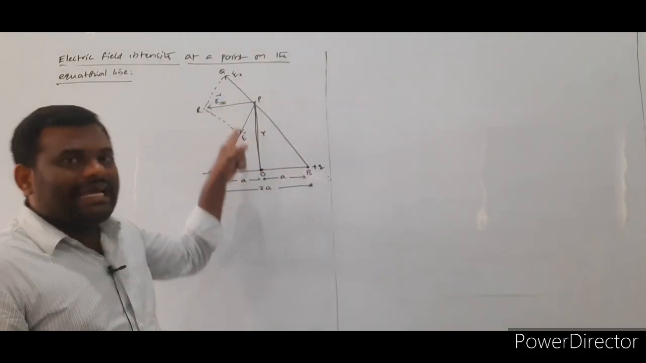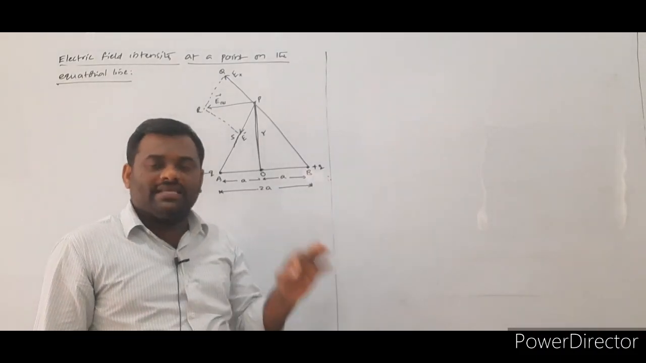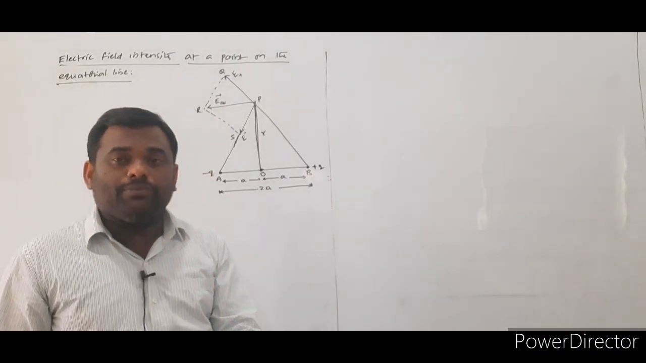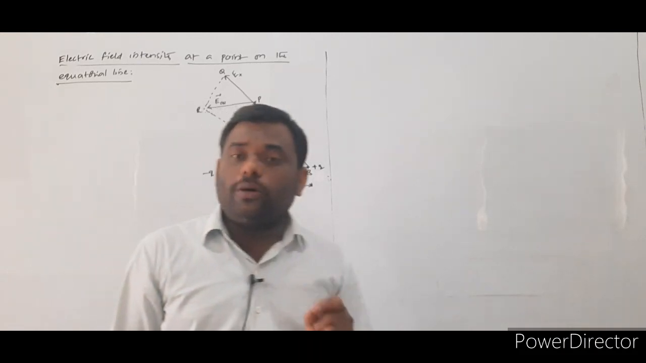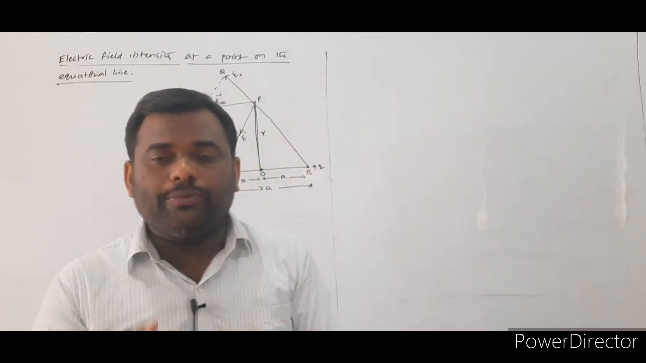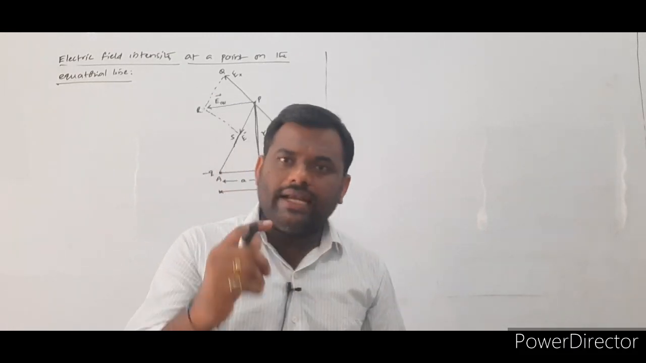What is the meaning of the equatorial line? The equatorial line is the imaginary line which is passing through the center of the dipole, and it is also perpendicular to the dipole axis.